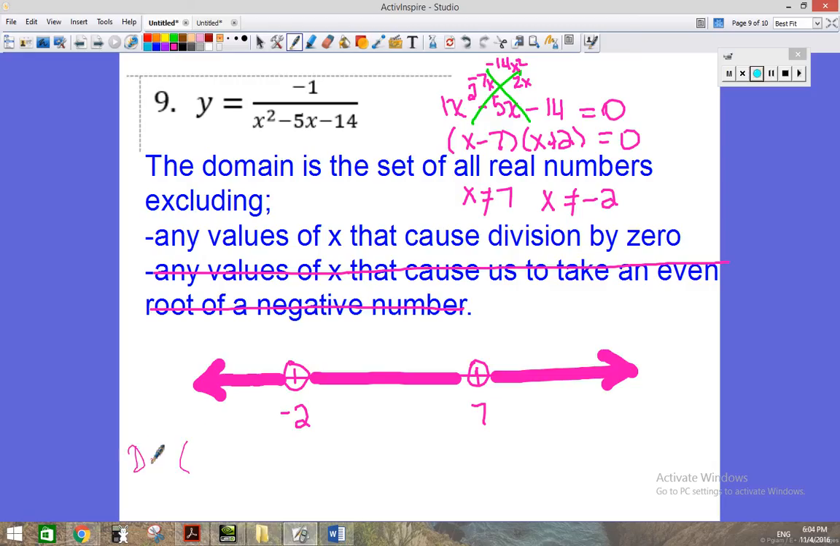So my domain, if I call it D, is from negative infinity to negative 2, excluding negative 2. And from negative 2 to positive 7, excluding positive 7. And from 7 all the way out to positive infinity. Boom, there's my domain.